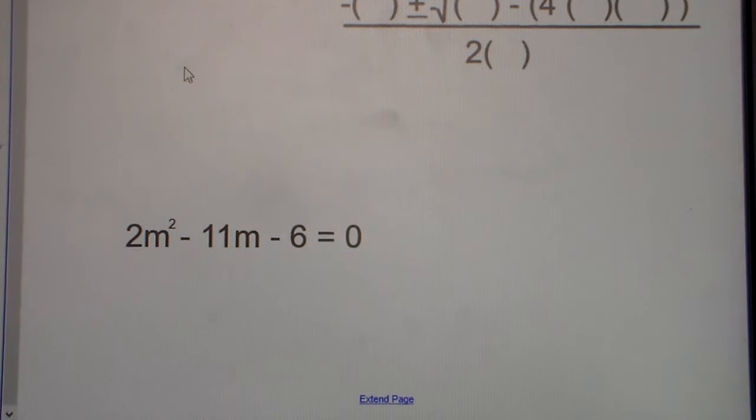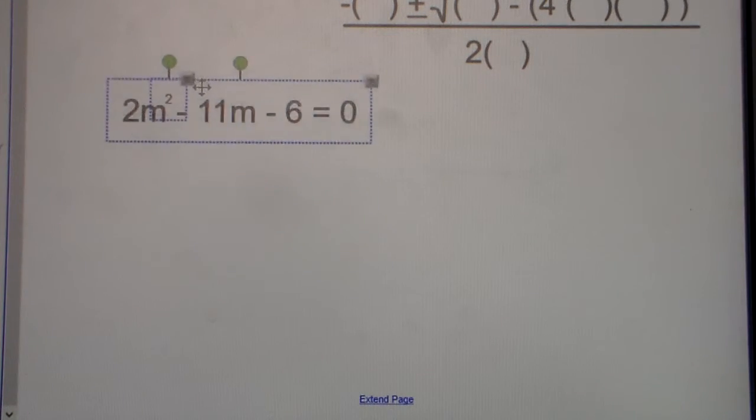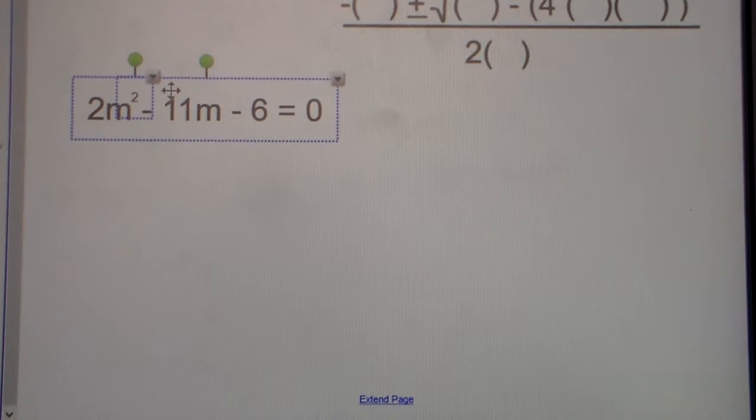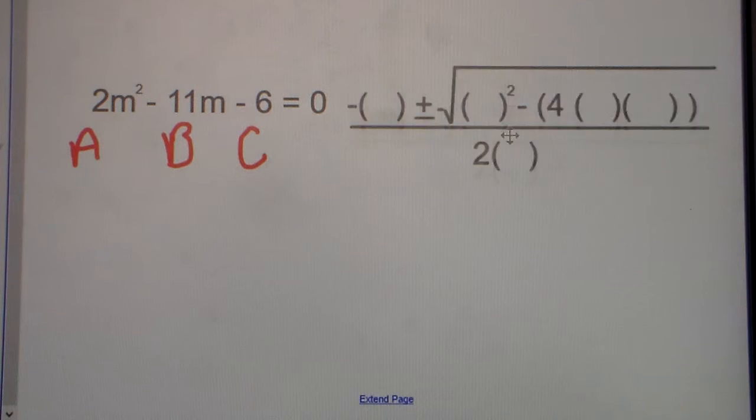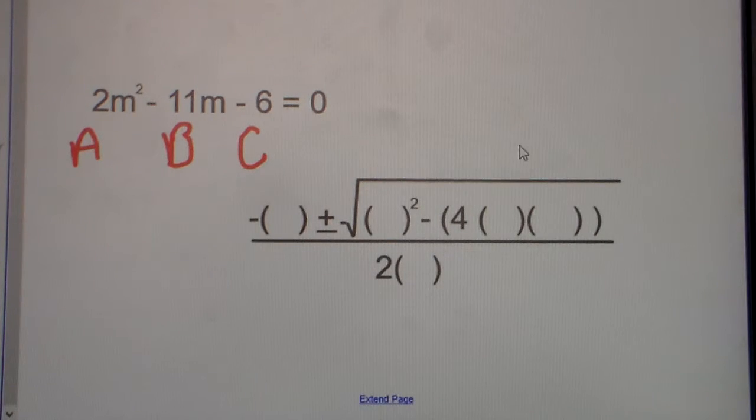I'll delete this, so everything comes nice and pretty for us. So you have 2m squared minus 11m minus 6. Next step is to identify a, b, and c. So our a is the 2, the positive 2 in front. Our b is -11, and c is our -6. So we're going to put that into the quadratic formula that crunches our numbers out here.